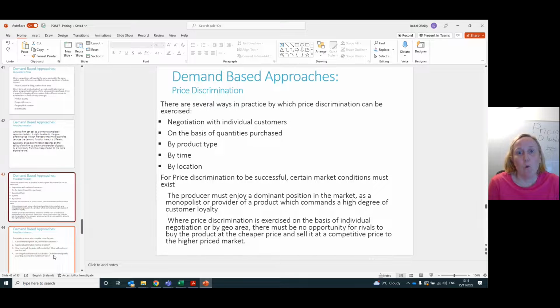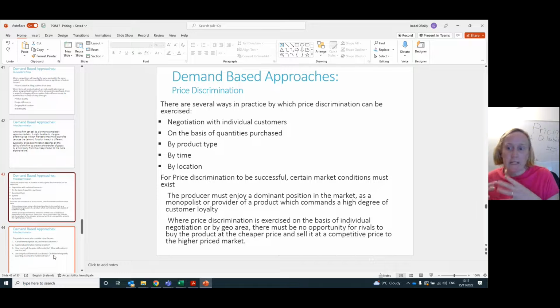So there are several ways in practice by which price discrimination can be exercised. Maybe we negotiate, and every customer is met with a different marketing mix. So we negotiate price per project. Maybe we're building contractors, or doing large contracts, selling business to business, and so there's a lengthy negotiation that occurs with each customer. Then obviously the result is going to be different every time. The package that is offered is going to be different.